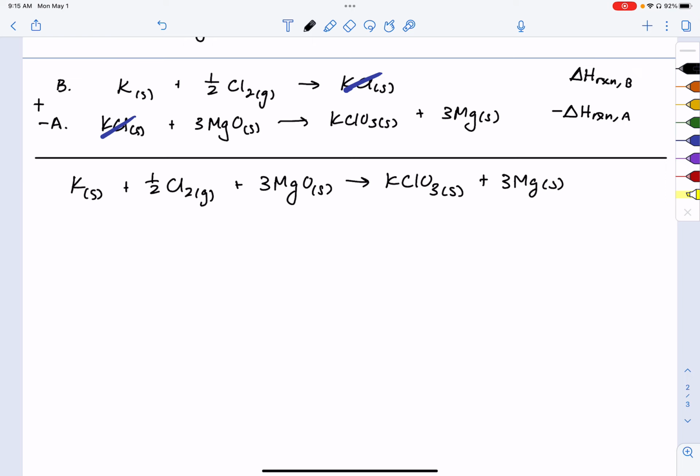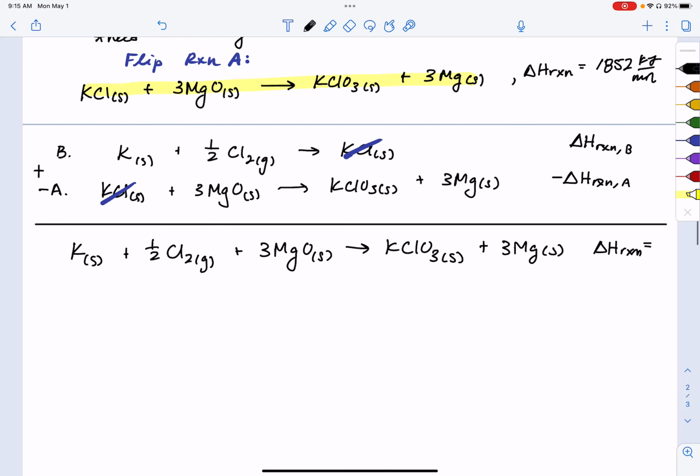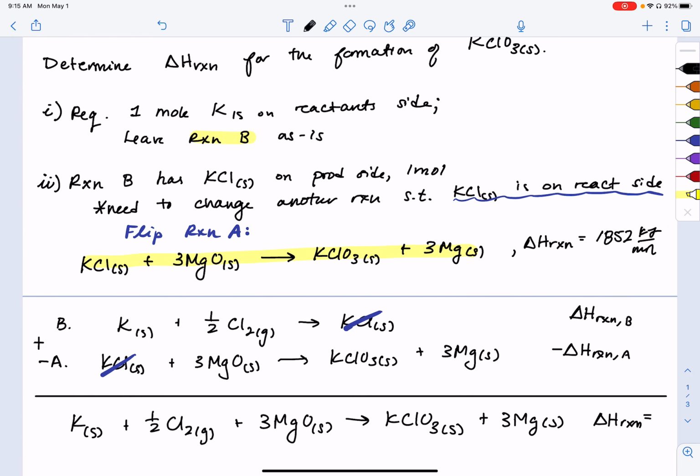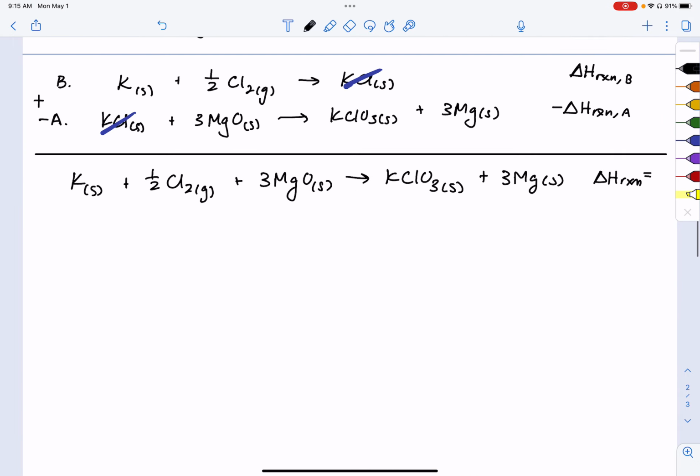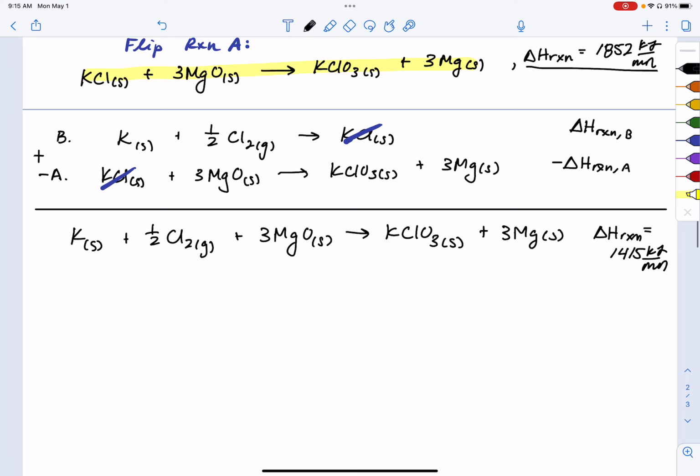And so far then, the heat of reaction for this particular reaction, so that's the sum of B and the flip of A, that would be this guy here, 1852, and then minus 437. Let's go ahead and figure that out right now. I get 1,415, and it's going to be positive because of this sign flip here in my heat of reaction of A.